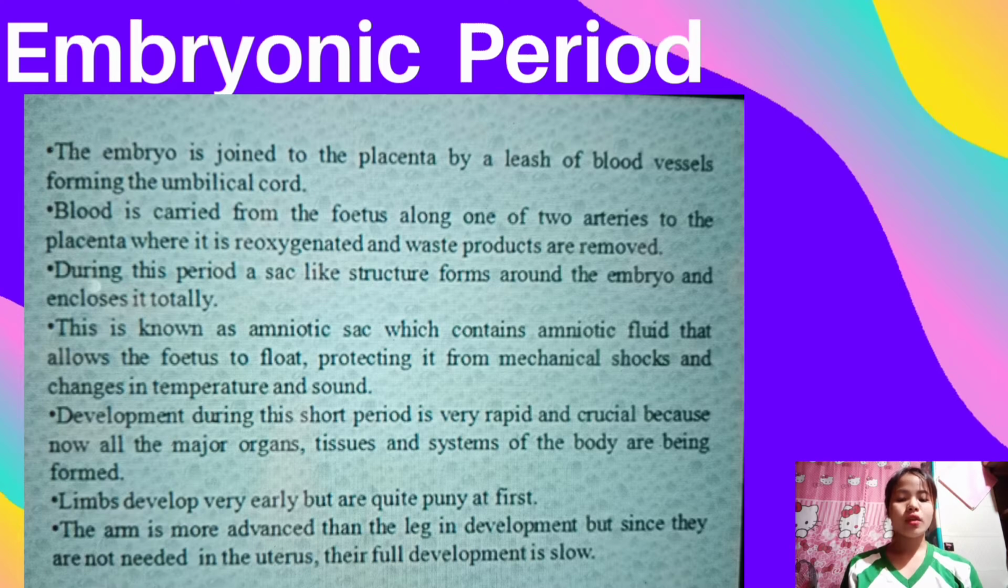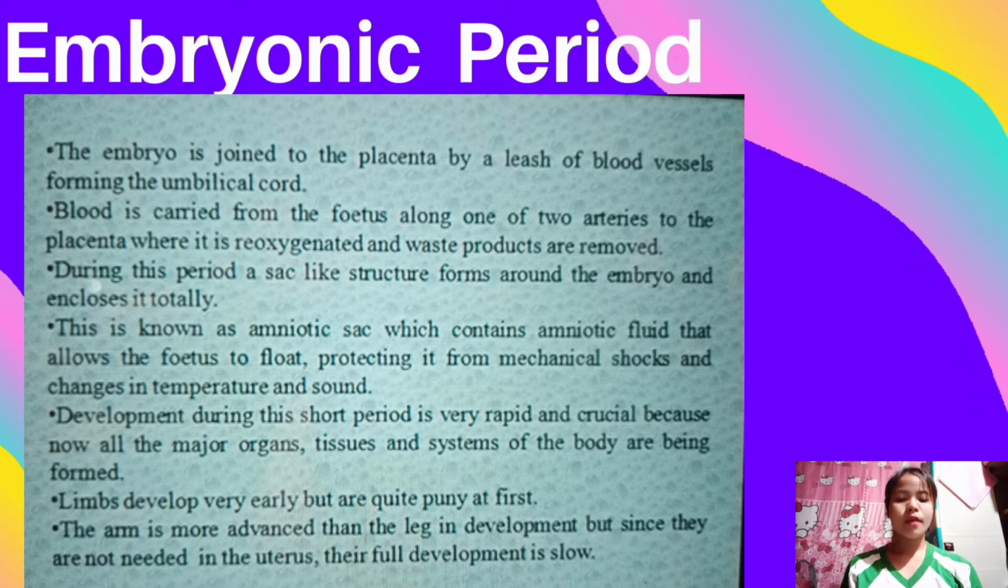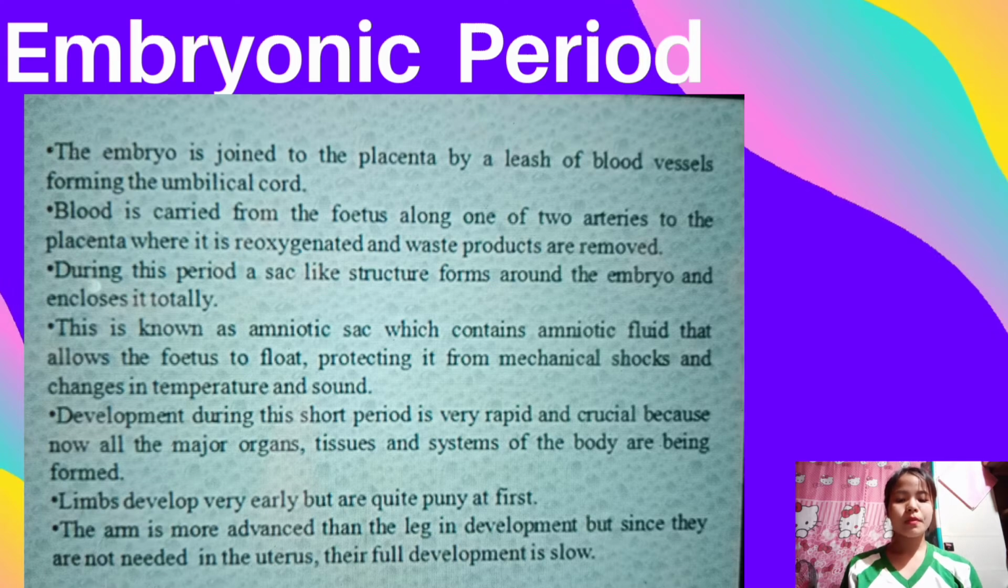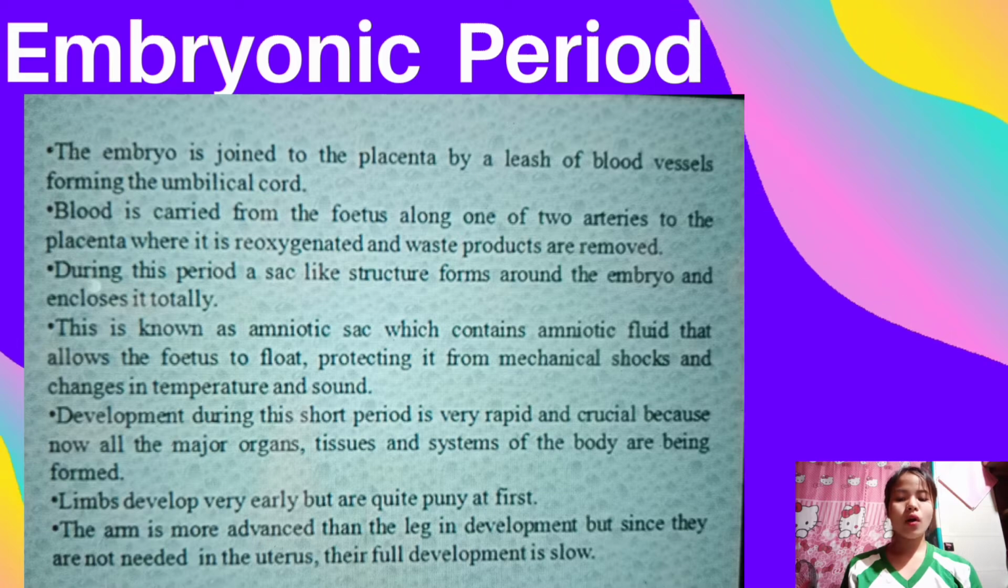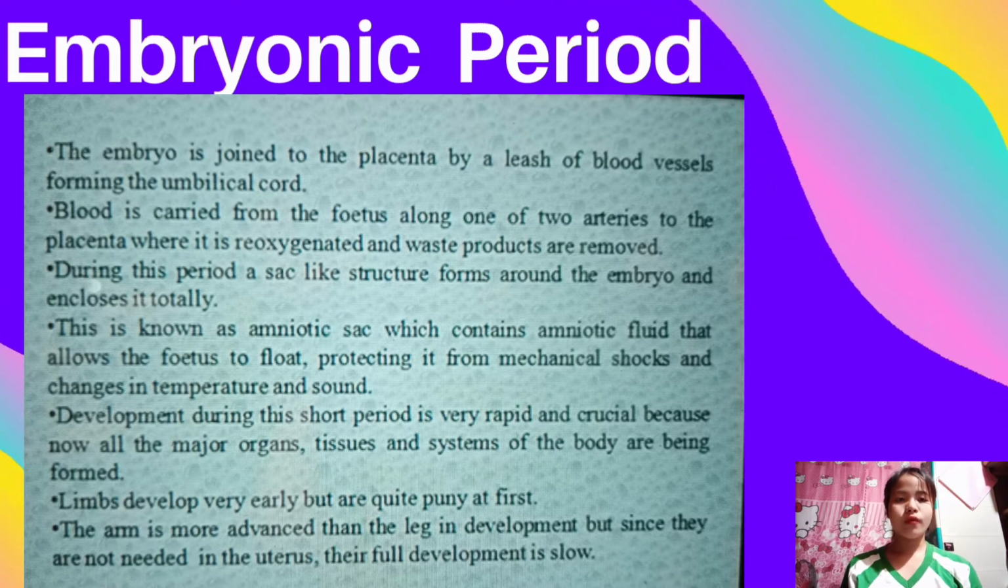This is known as the amniotic sac, which contains amniotic fluid that allows the fetus to float, protecting it from mechanical shocks and changes in temperature and sound. Development during this short period is very rapid and crucial because now all the major organs, tissues, and systems of the body are being formed.